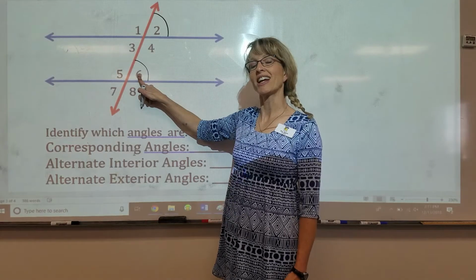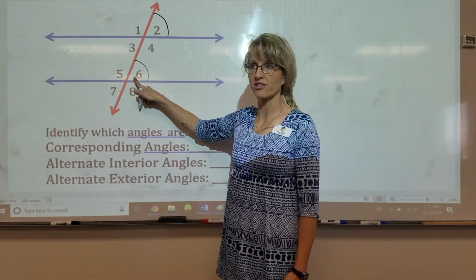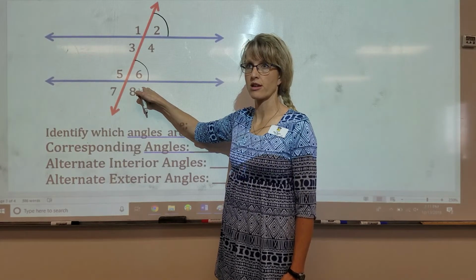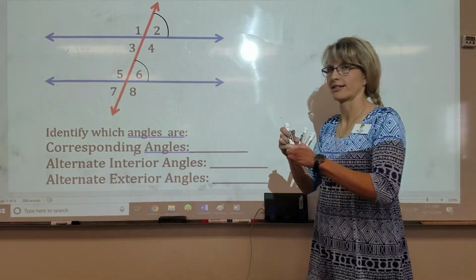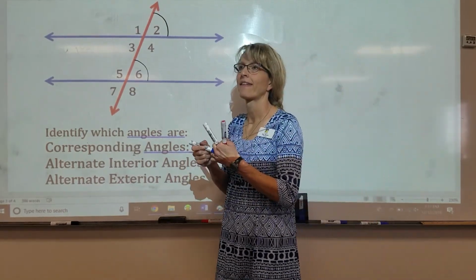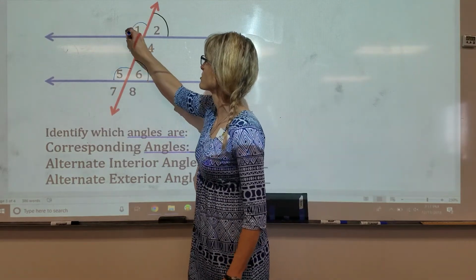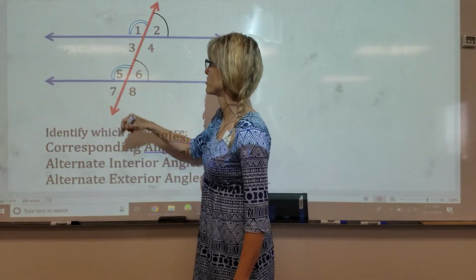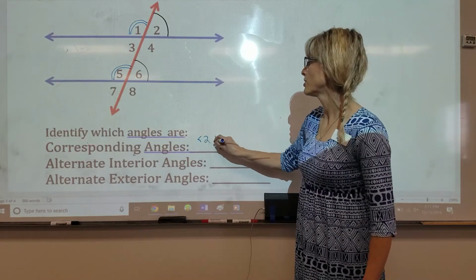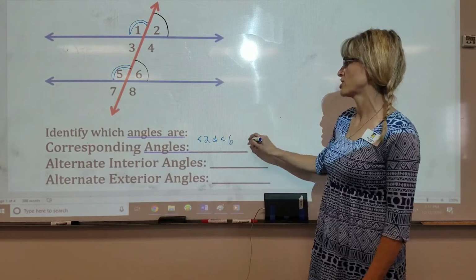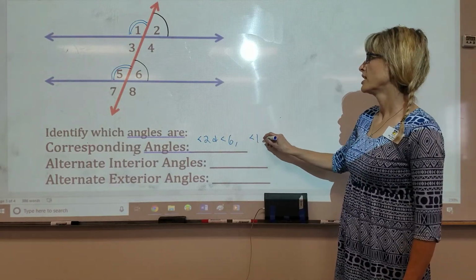So I'm going to call some students. I need 3 more corresponding angles in this picture. All right. How about Avery? She says 5 and 1. She's absolutely right. I'm going to use different symbols so you see that. In fact, I'm going to write angle 2 and angle 6 are corresponding. She said angle 1 and angle 5.